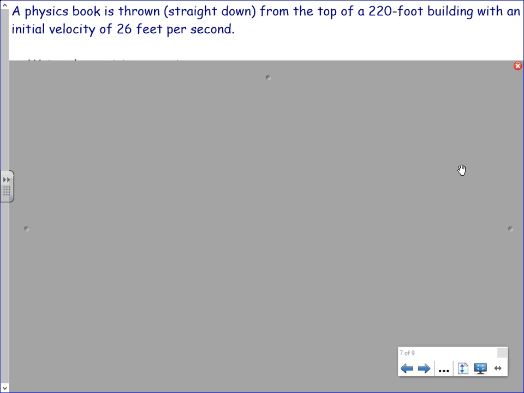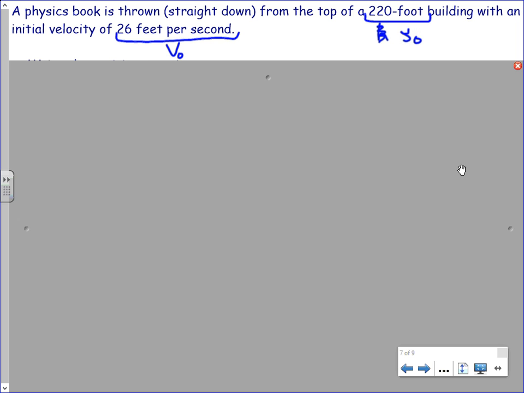Okay, so let's pick out our key information. What's important? We're at a 220-foot building, that is probably our initial position. That's an S. What else? 26 feet per second is V naught. And since we're just throwing something straight down, we know it's free fall motion.